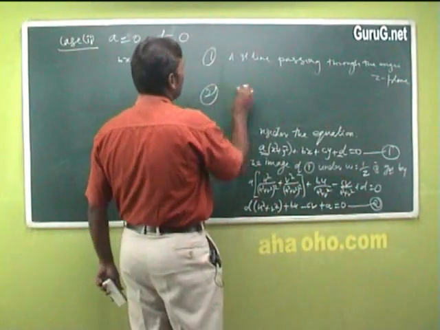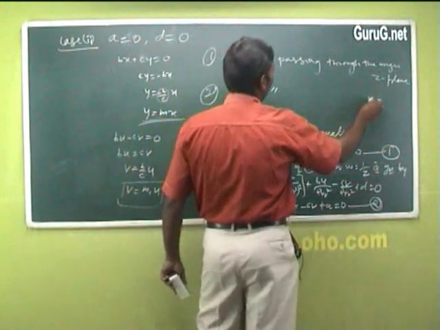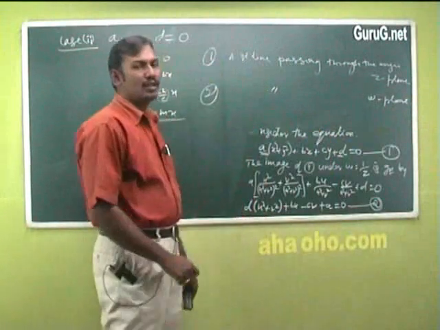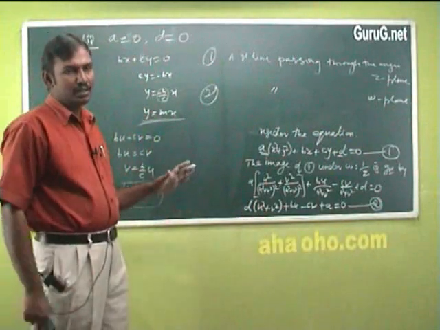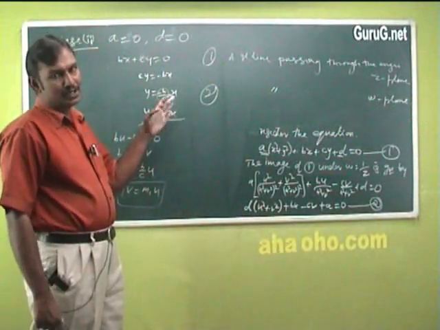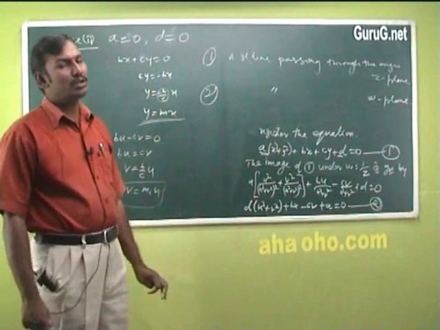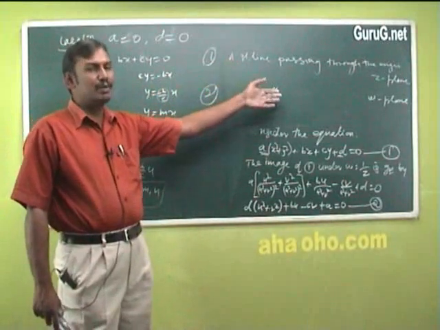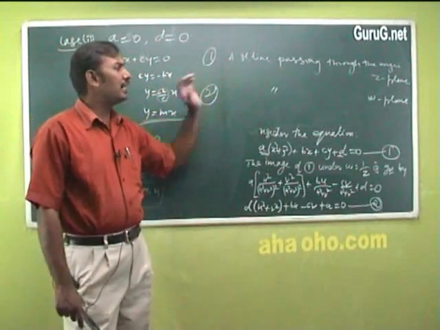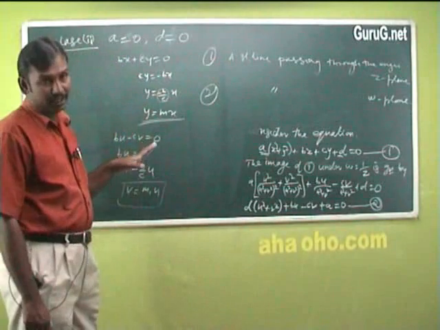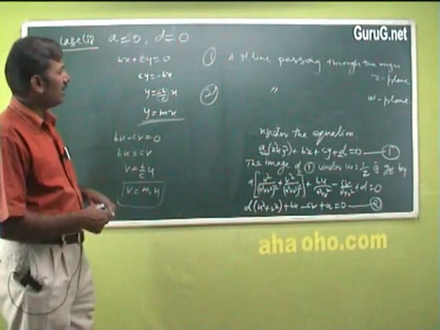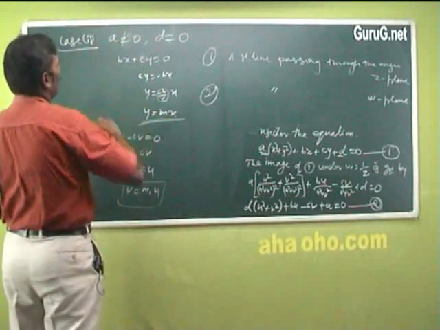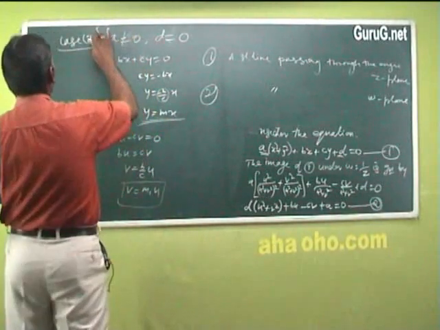Equation 2 represents a straight line passing through the origin in the W plane. So the first case is a circle not passing through the origin transformed into a circle not passing through the origin in the W plane. Similarly, a straight line passing through the origin in the Z plane is transformed into a straight line passing through the origin in the W plane, right? That is the second case. Now the third case: A is not equal to 0 and D is equal to 0.